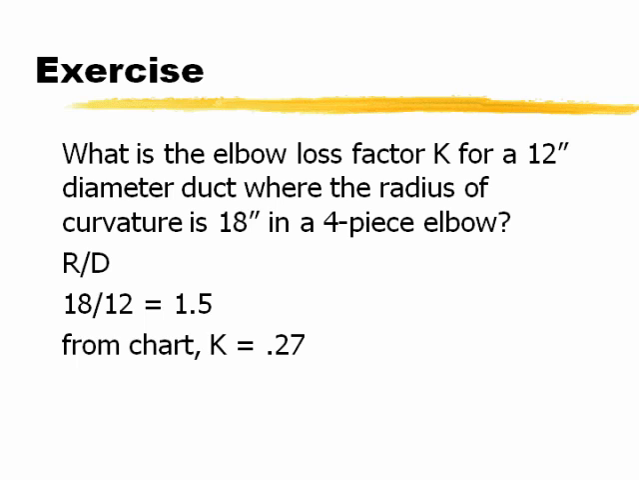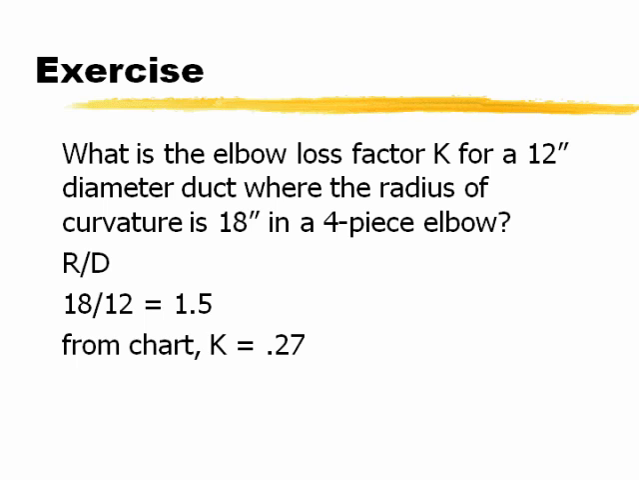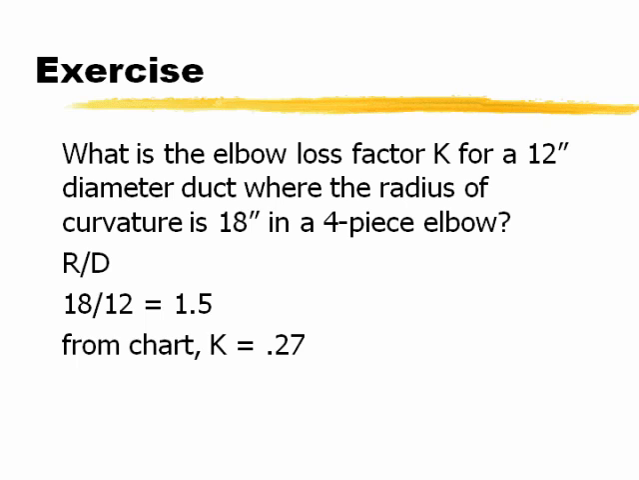And so we have 12-inch, or 18 over 12 is 1.5, and that happened to be a 4-piece elbow. So radius over diameter 1.5, and we have a 4-piece elbow, and we get a loss factor of 0.27 from the chart, a K value of 0.27. And we would multiply that by velocity pressure to get the total loss experienced by having that elbow in our system.